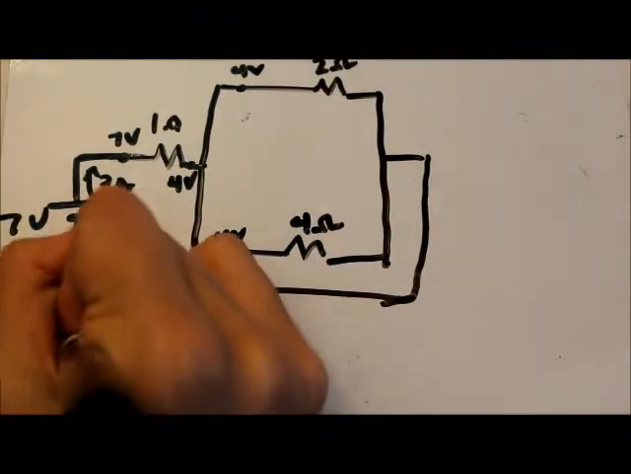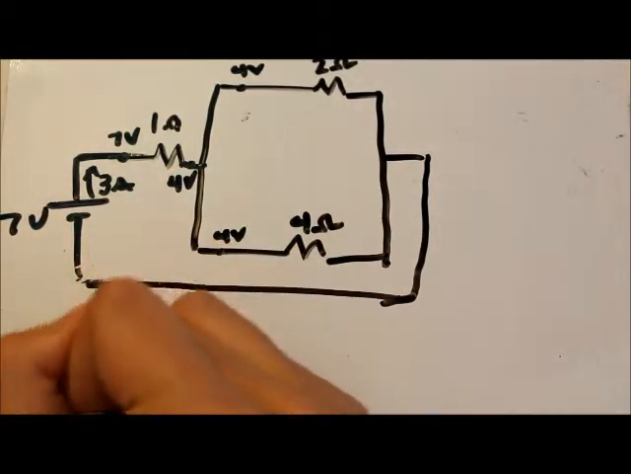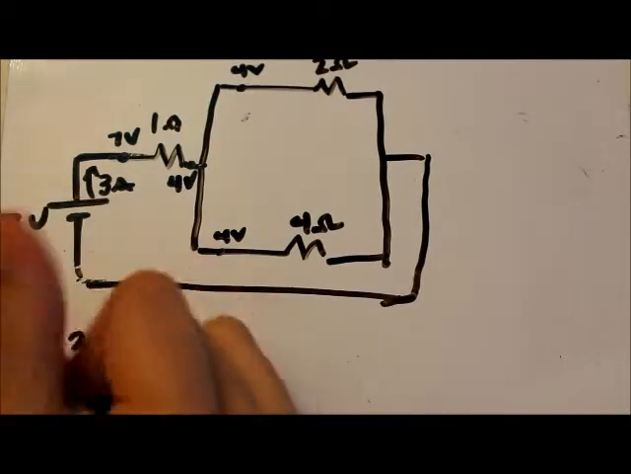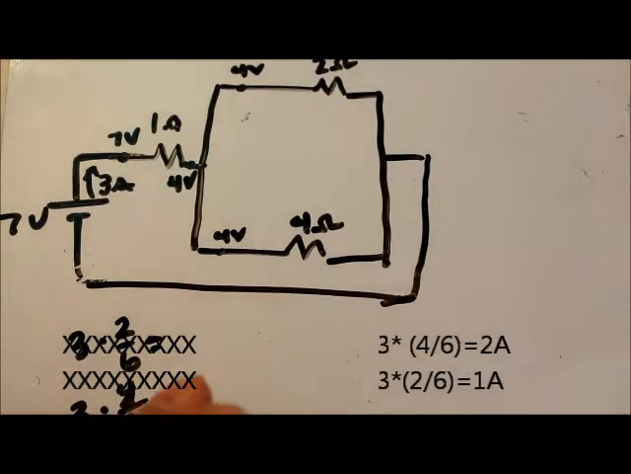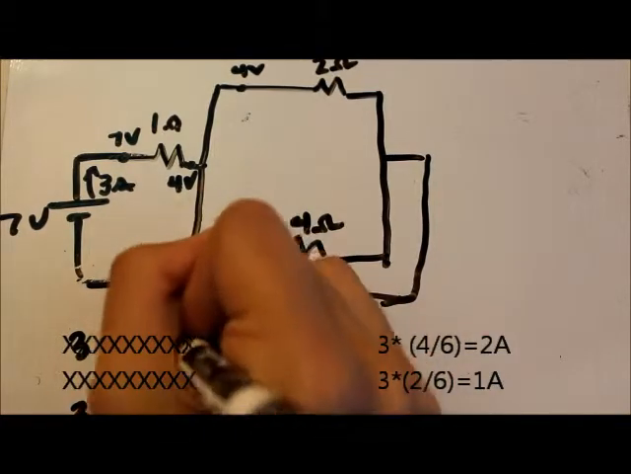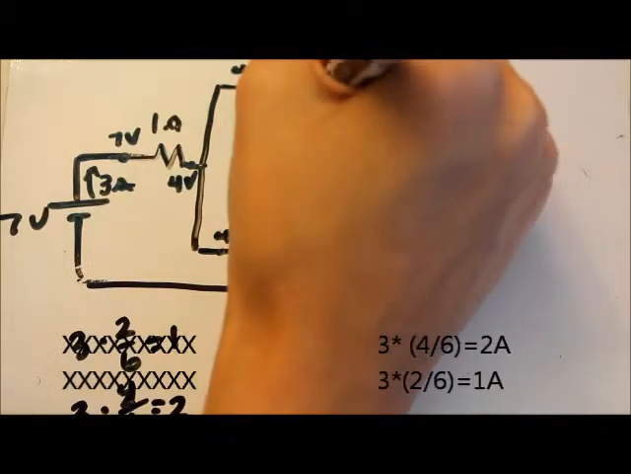Now we have to calculate the current. We found that our original current was 3 amperes, so we multiply it by 4/6 to get the current in our top branch, which is 2A. The 4 comes from the bottom branch, and the 6 comes from the addition of the two resistances. Then we do the same for the bottom branch, which is equal to 1 ampere.